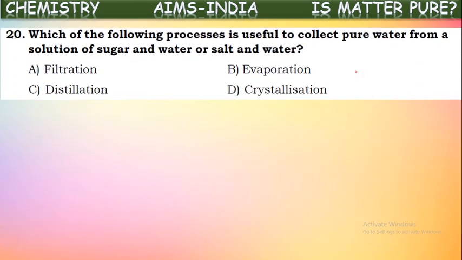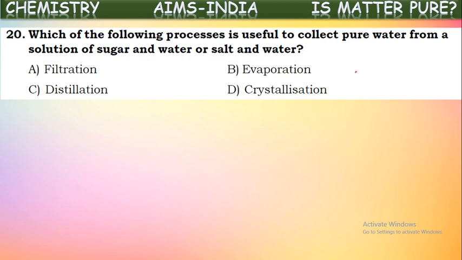Which of the following processes is useful to collect pure water from a solution of sugar and water or salt and water? Yes, which process can be used for the separation of salt and water or sugar and water? We can use either distillation or evaporation. In the evaporation process also, water will be evaporated off, and pure salt or sugar will remain. Even in distillation, water and salt or water and sugar can be separated.